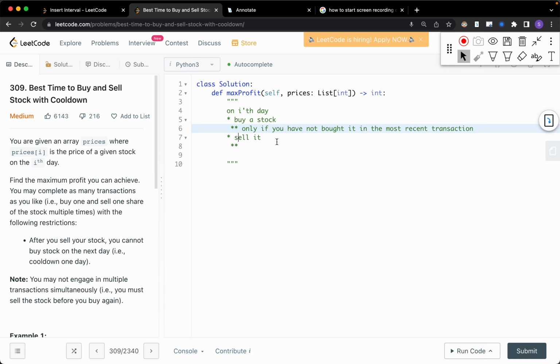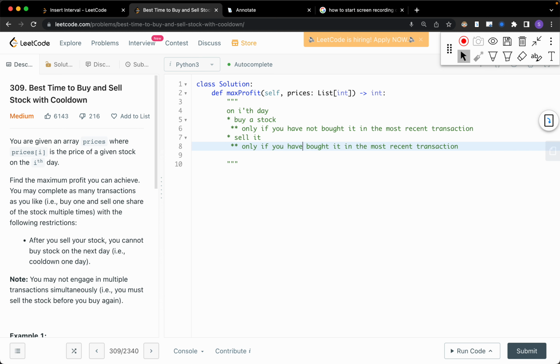So another observation is we can only sell a stock if we have bought it. Let me copy this here so that it makes it clear. So we can only sell it if we have bought it in the most recent transaction. So this is the condition that we have on any given ith day.